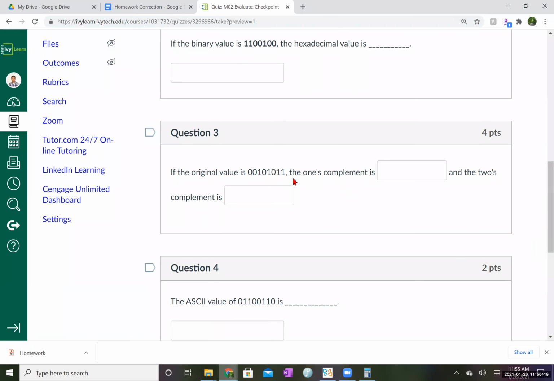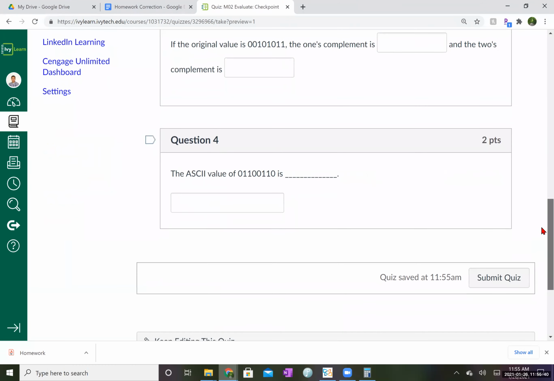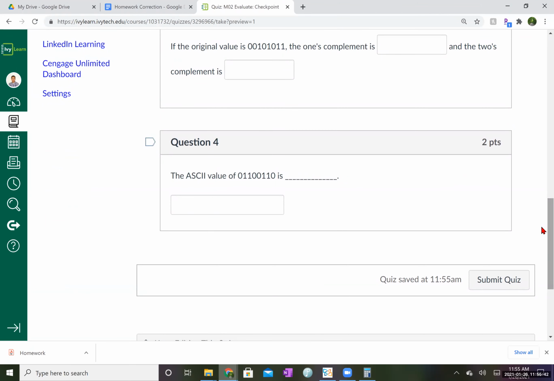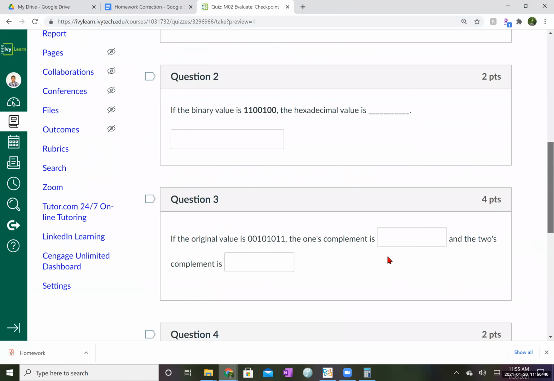This one, the one's complement and the two's complement. Right? So the one's complement is that you revert everything. And for the two's complement, you can work it out from the one's complement and add the number one here. Oh, okay. So for this one, the ASCII key value, that's something I think you have to look up in the reading here.